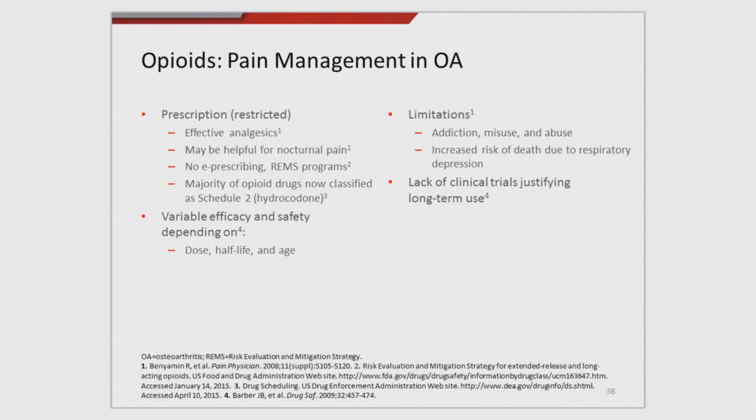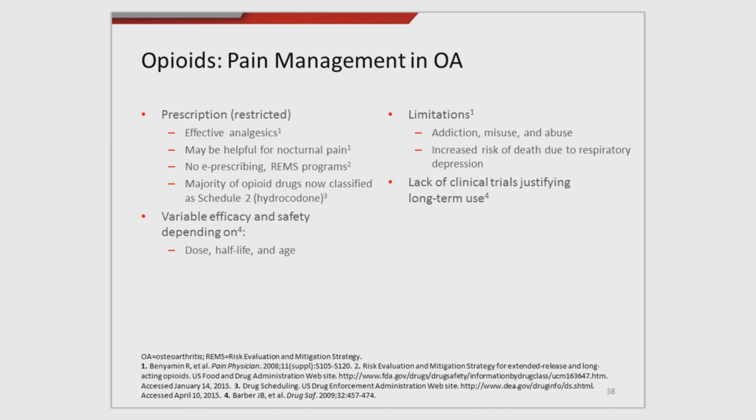One of the common therapies for management of osteoarthritis is opioids. They're available by prescription and are restricted. They're effective analgesics, and in my opinion, they're very helpful for nocturnal pain. But they also have limitations, which are the potential of addiction, misuse, and abuse. We're also concerned about some of the nuisance side effects these drugs can have on somnolence and, of course, constipation. They also can have extreme side effects such as respiratory depression.